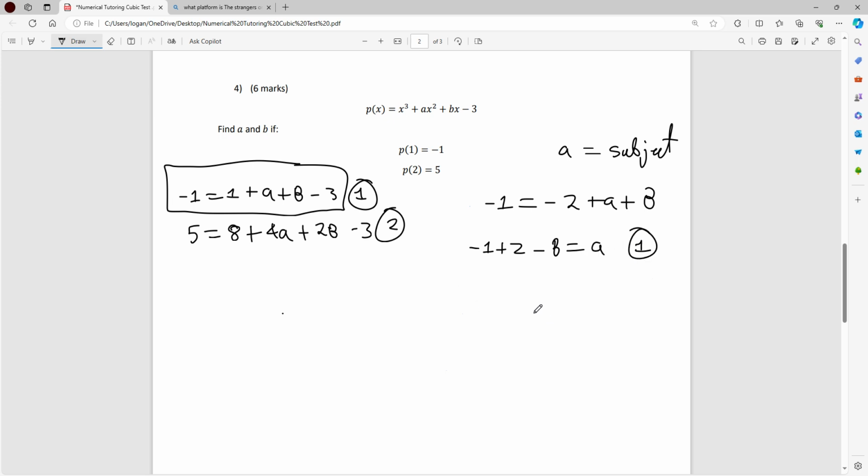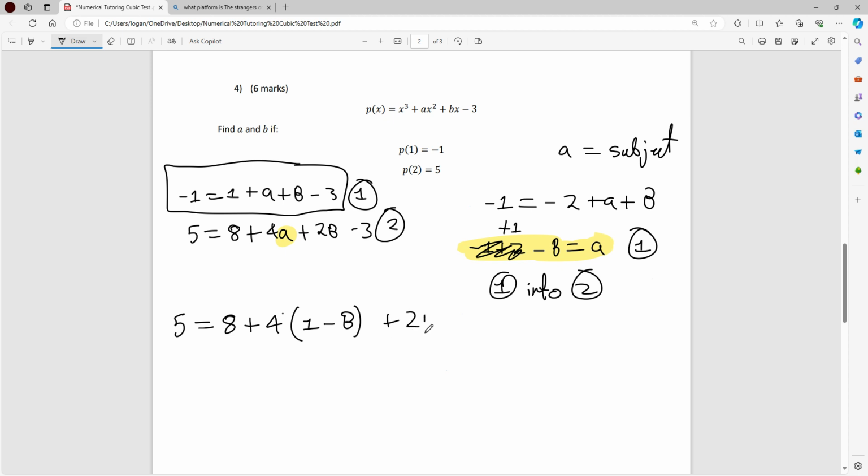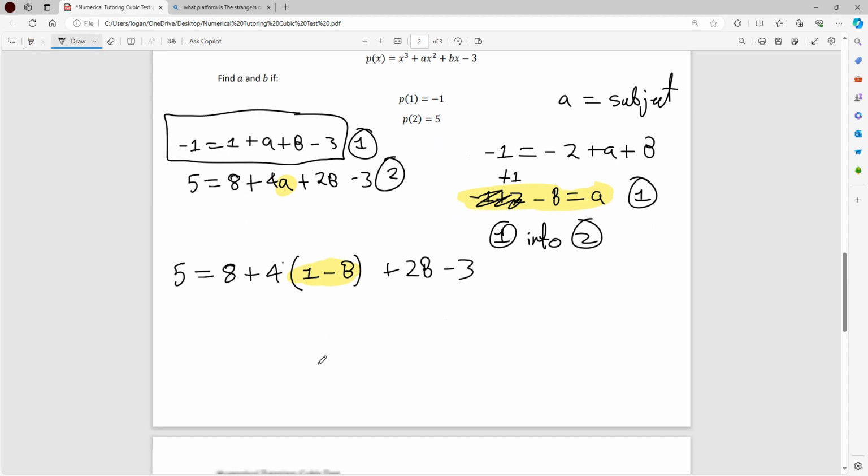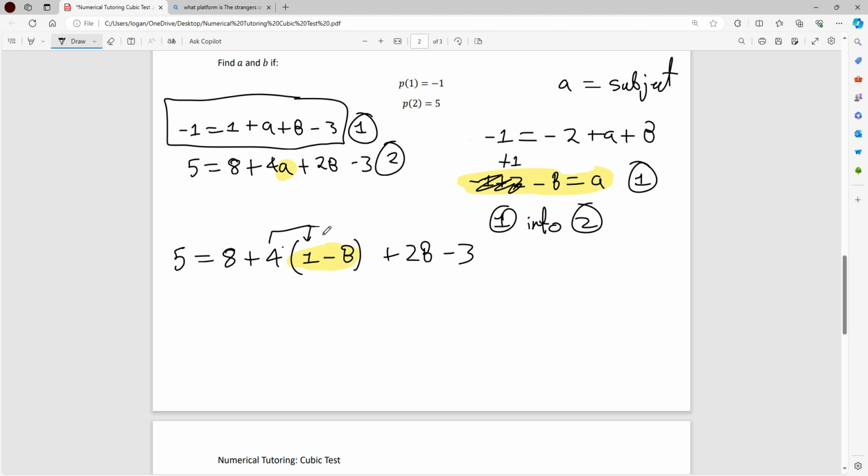So now what I can do is I can go 1 into 2. So I can substitute this one here in for a, okay? So what I'll have is 5 equals 8 plus 4 times this thing here. So that will be positive 1. So it'll be 1 minus b plus 2b minus 3. So you can see exactly where I made that substitution. Now we have an equation just in terms of b, okay?